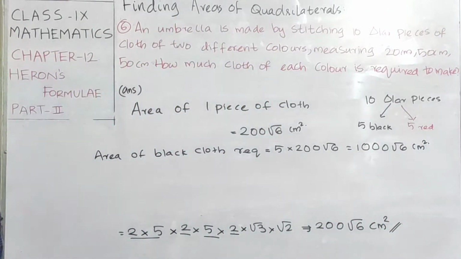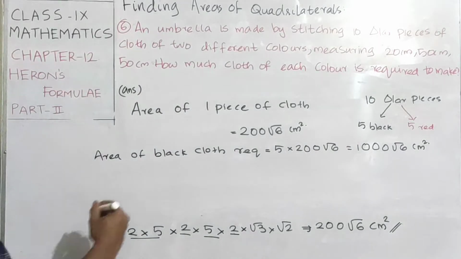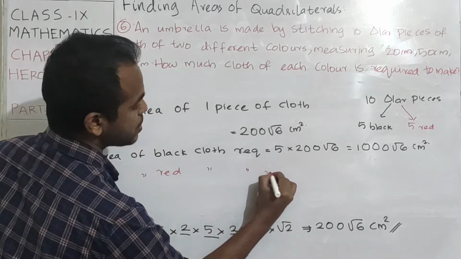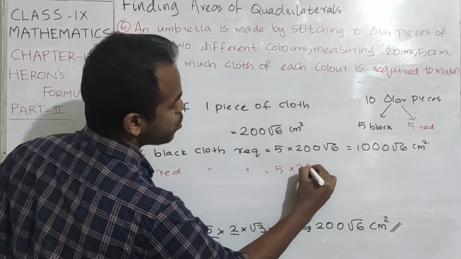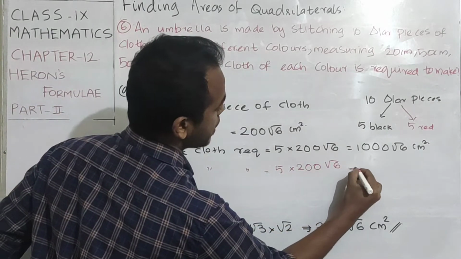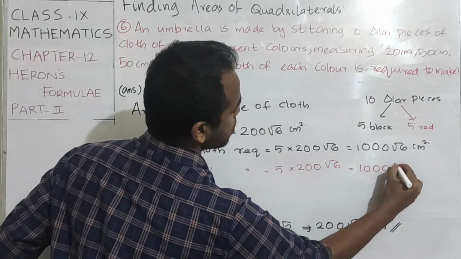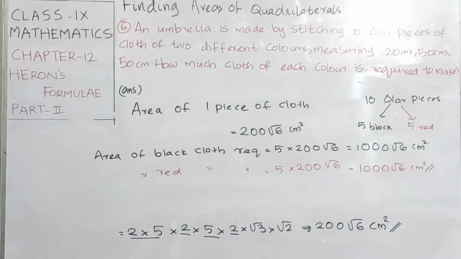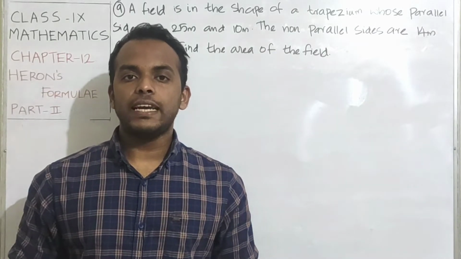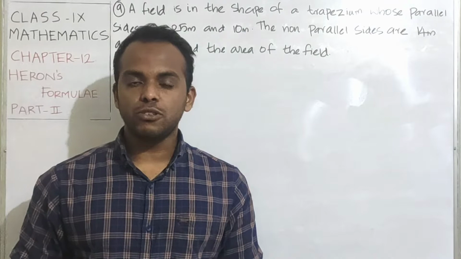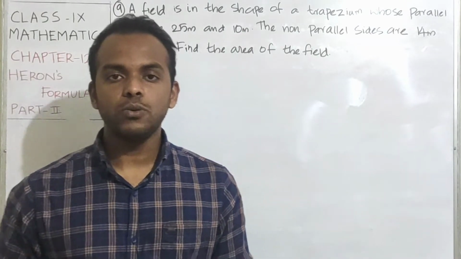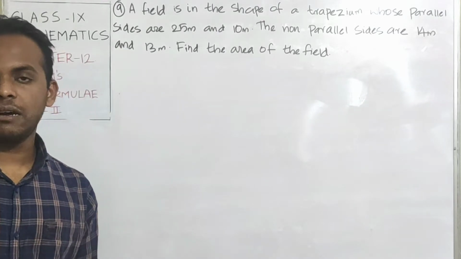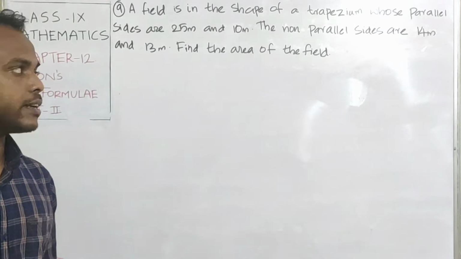Then what about the red color? How much area? Same way we can write the area of red cloth required is equal to 5 into 200 root 6, that is 1000 root 6 centimeter square. So this is the answer. Now we move towards the end of this chapter. It's the last question in your exercise 12.2. The question is a bit different from what we have done in the earlier classes.